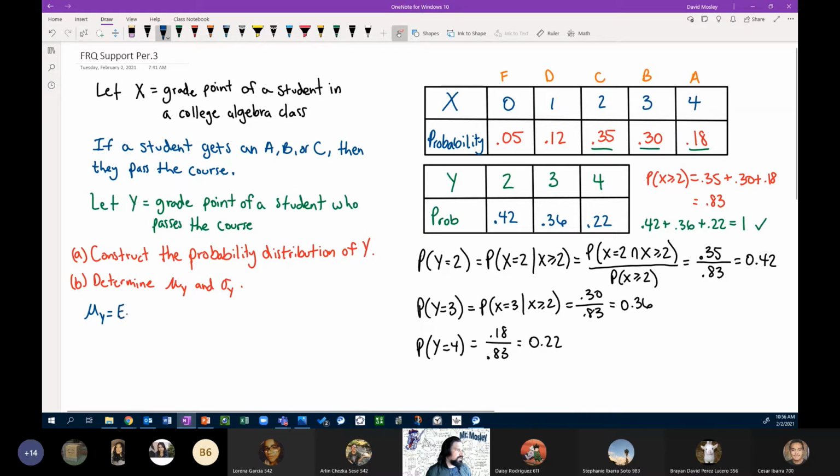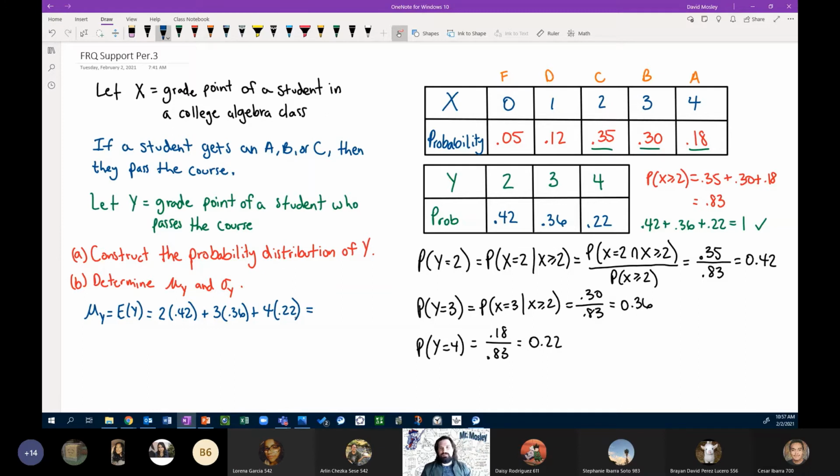that's equal to the expected value of y, which equals the outcome, the possible outcome of y. So we can say 2 times the probability of getting a 2 plus 3 times the probability of getting a 3 plus 4 times the probability of getting a 4. That's the entirety of the calculation. I saw some students who were dividing this by like 3 or 4, right? Dividing by the number of outcomes there were. That is incorrect.